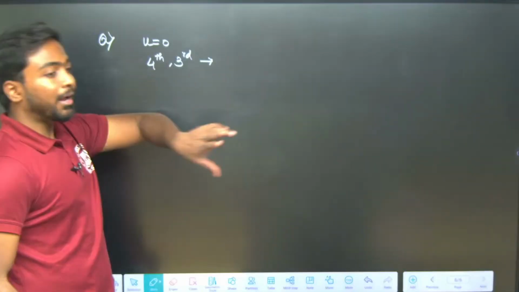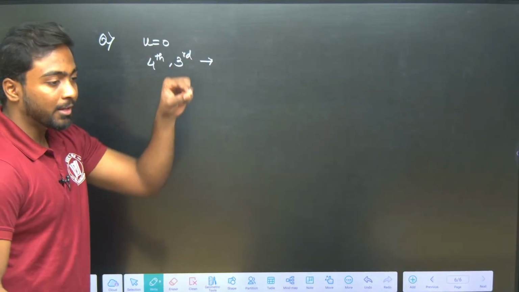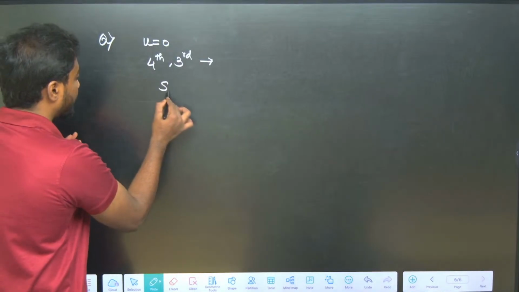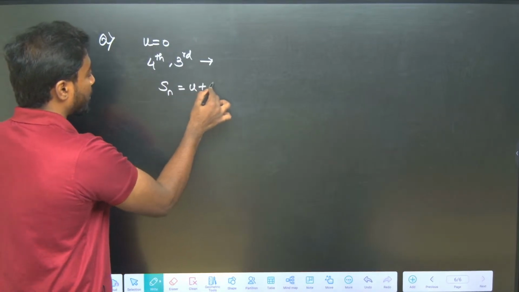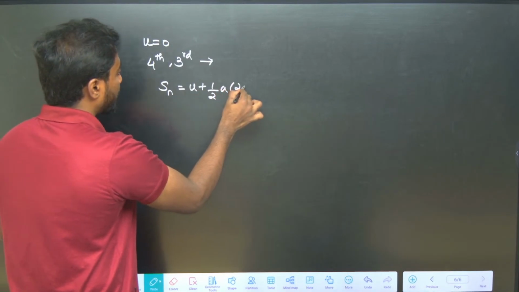If I want to find displacement at a particular time period, not up to that time, then Sn will be equals to u plus 1 by 2 a (2n minus 1).